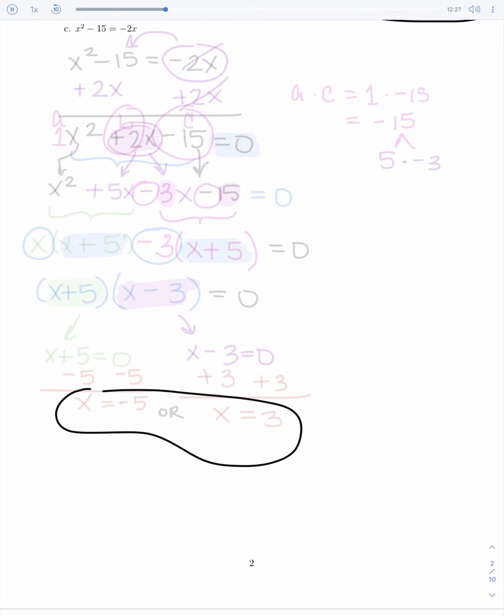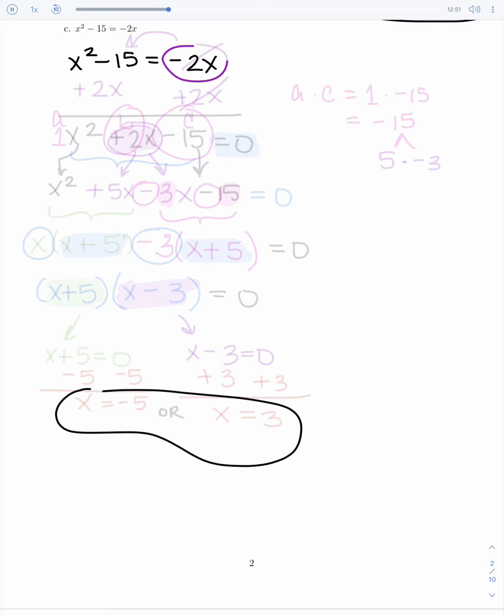We have x squared minus 15 equals negative 2x, at least to start. So let's take a look at problem C. Problem C, we have x squared minus 15 equals negative 2x. Remember, when we have anything bigger than just an x, when we've got an x squared term, we need to set it equal to 0.